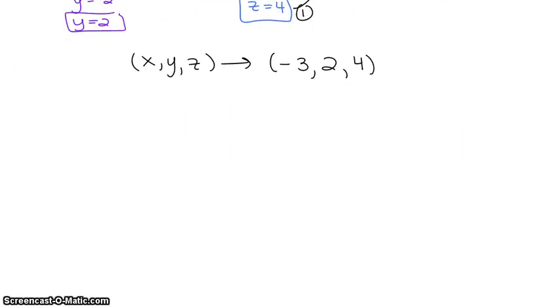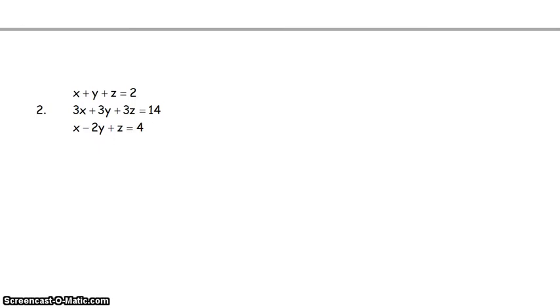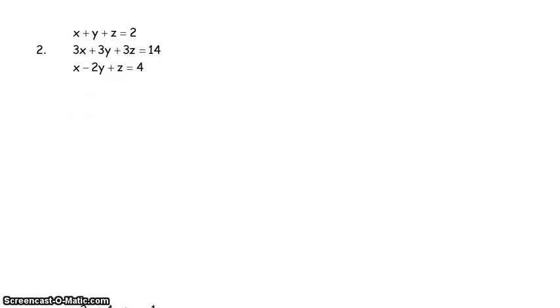Alright, we are not done. We're going to do a couple more of these. So when we look at our next problem, we've got x, y, and z in the first equation, and all of those are easy to cancel out. So I'm going to choose this one to write twice.